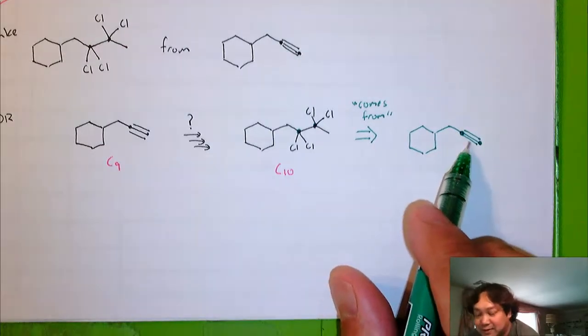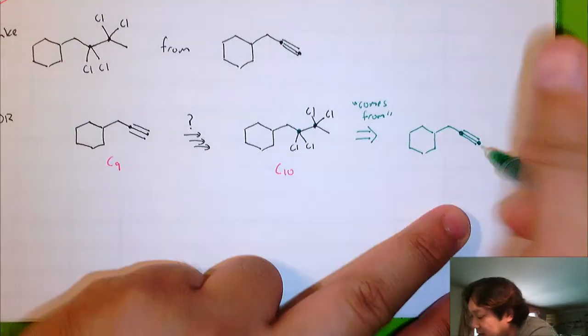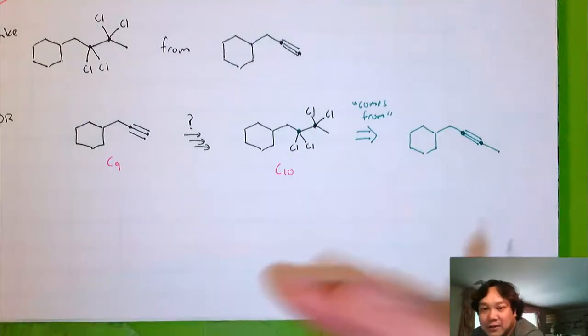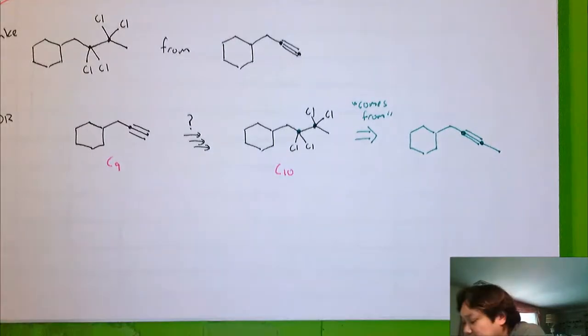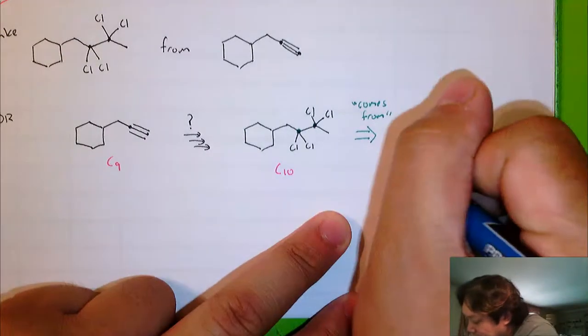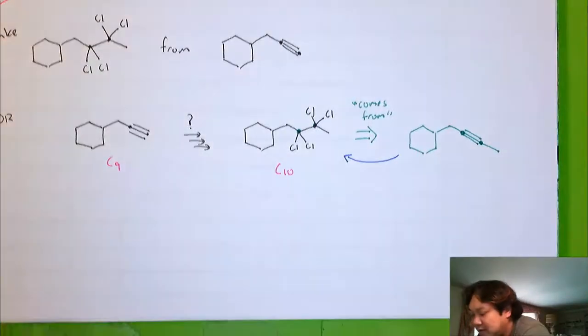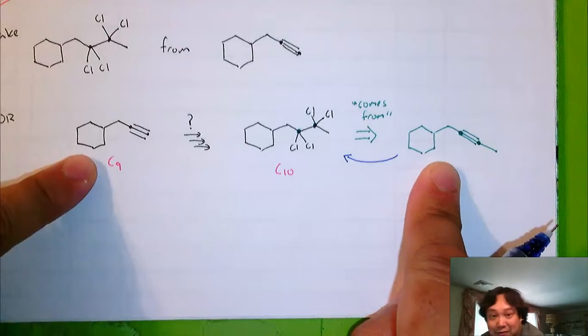But the thing is, where's this methyl group, the one at the end? I have to add that. So see what my strategy is? If I could somehow get to this molecule, I know that I could go to the final product. But I have to get to this now, which I don't have. I don't have that molecule.